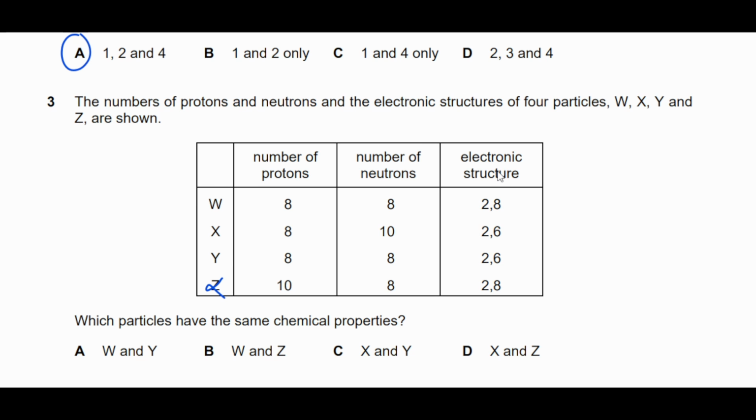Next, the electronic structure has to be the same, right? For them to have similar chemical properties. If they have different electronic structure, they will have different chemical properties, right? And in this case that means W is not an answer, which leaves X and Y. So let's double check. Even though the number of neutrons are different, it doesn't matter because neutrons do not affect the chemical properties of elements. So therefore, the particles that have the same chemical properties would be C, X, and Y.